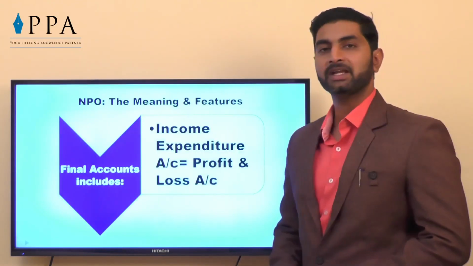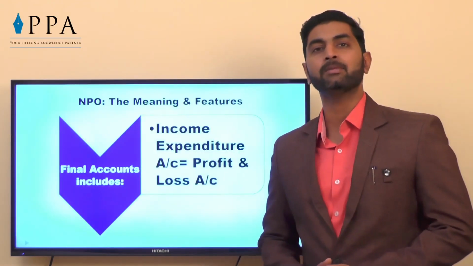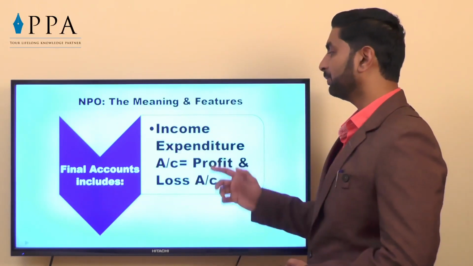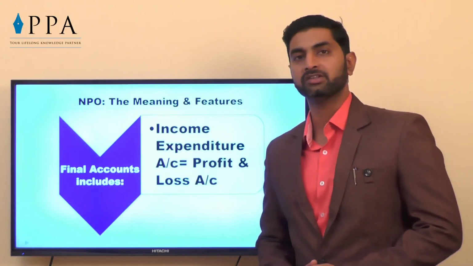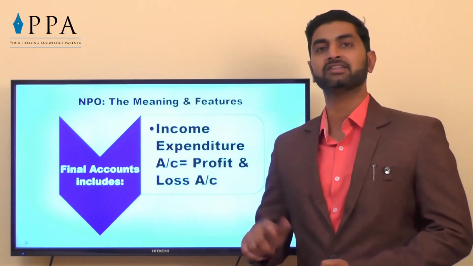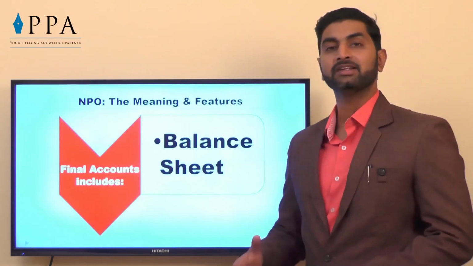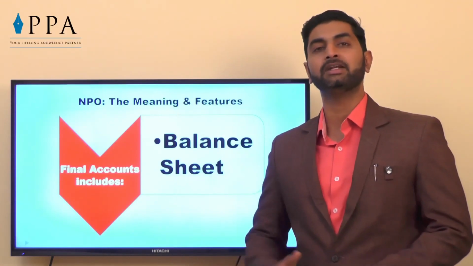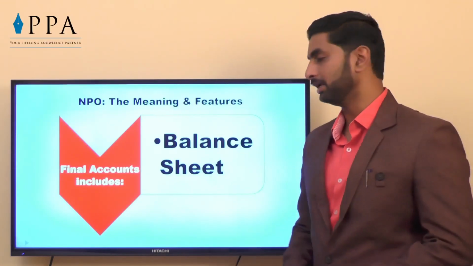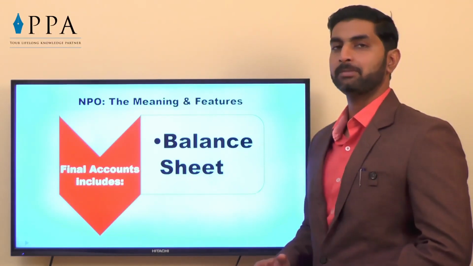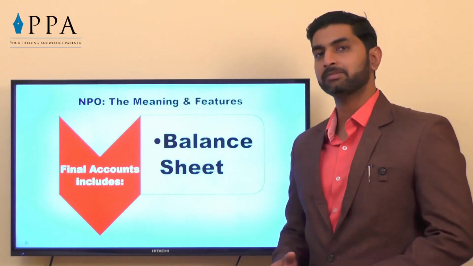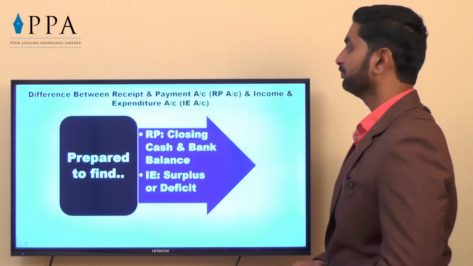Second, our favorite P&L account, here it is called the income and expenditure account. It will help us to find out the profit or loss, which is actually called in this case surplus or deficit. And of course the balance sheet to understand what exactly the asset and liability position is of the NPO. So RP, receipt and payment account, income and expenditure account and balance sheet.